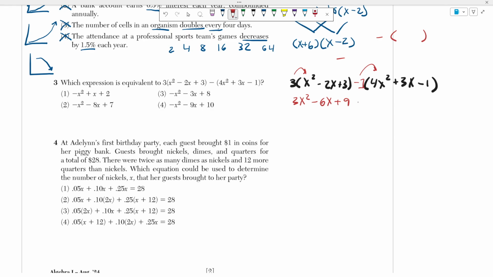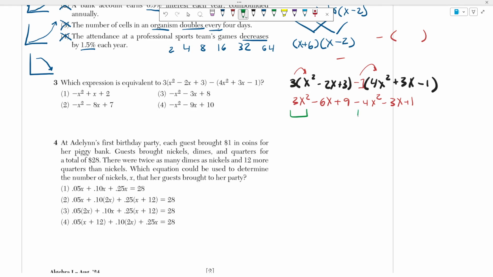So negative 1 times 4x squared is negative 4x squared, negative 1 times 3x is negative 3x, and negative 1 times 1 is positive 1. Now all that's left is to combine the like terms. So in this case, we're going to combine the terms that are alike or that have the same variable, if any, attached to them.